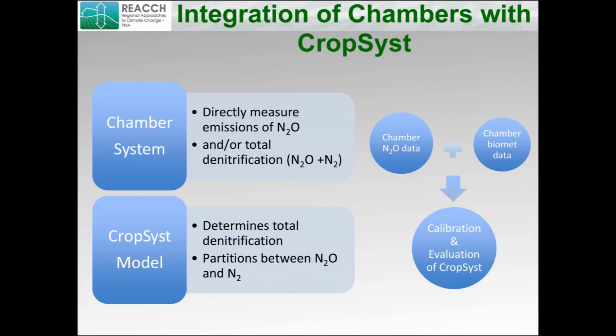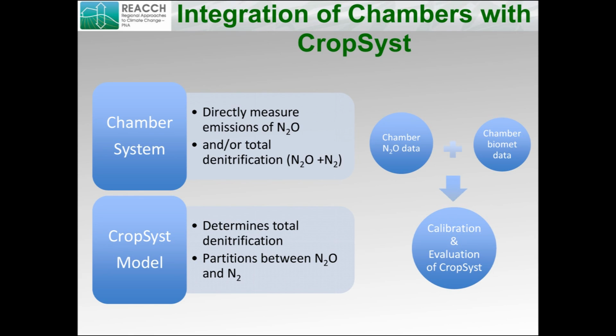Now on to how this can be integrated with CropSyst. The chamber systems directly measure N2O, whereas the CropSyst model determines total denitrification and partitions between N2O and N2 by using different inputs of temperature, soil moisture, and other parameters. But the data from the chambers and the data from the towers can be used to calibrate and evaluate the model.